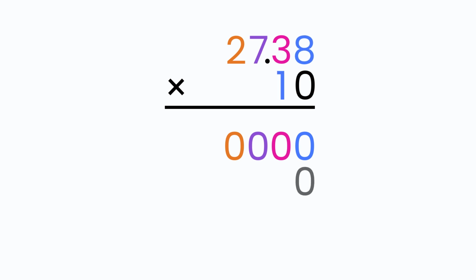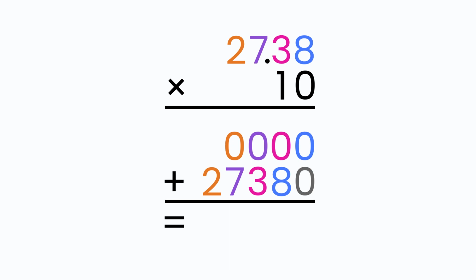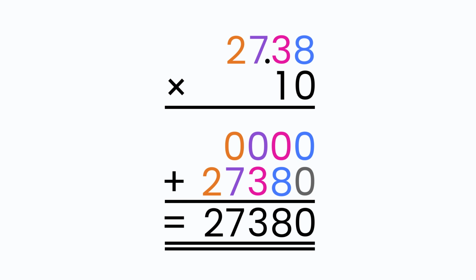1 times 8 is 8. 1 times 3 is 3. 1 times 7 is 7. And 1 times 2 is 2. When you add these two rows, you get 27380.